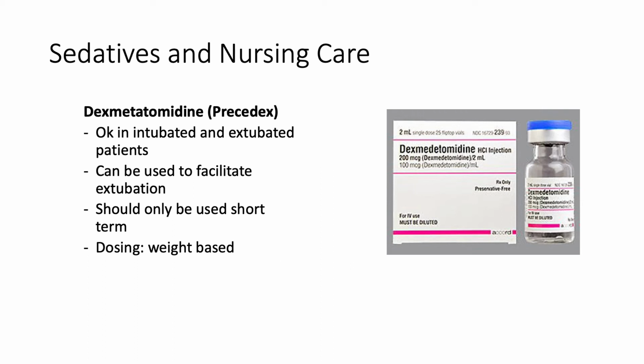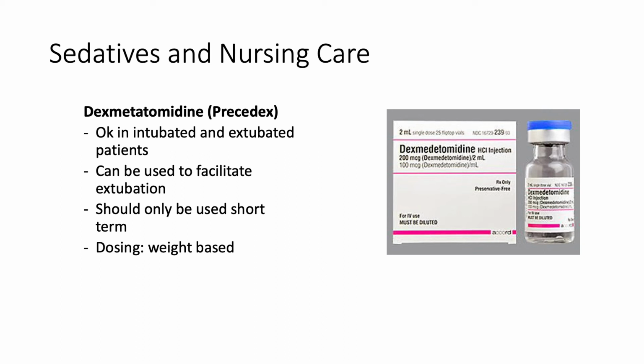One of the unique characteristics of dexmedetomidine is that it does not typically cause respiratory depression. So it can be used in patients who are very anxious or agitated, but we don't want to intubate them. Or they're already intubated and on the mechanical ventilator, but they're very anxious or agitated, and we need to take them off the ventilator.